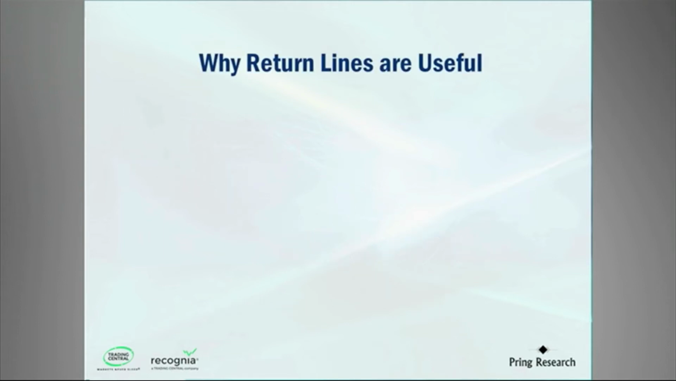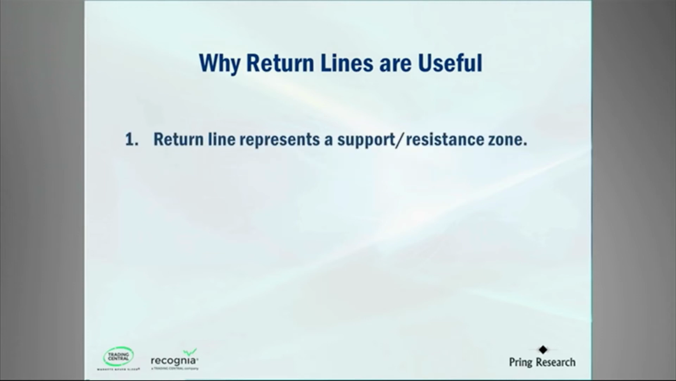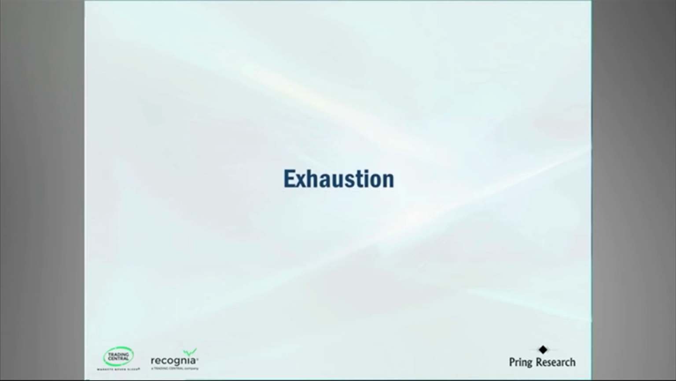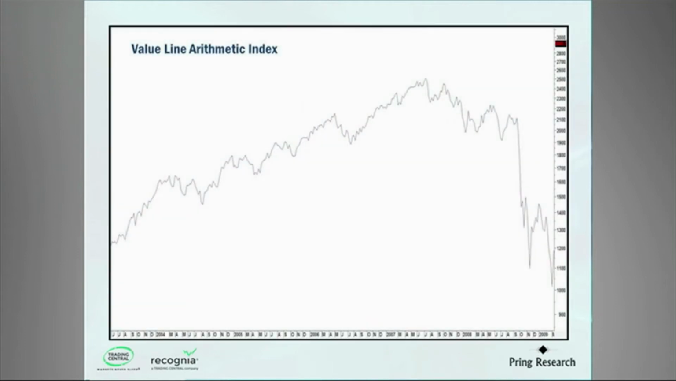The return line is useful from 2 points of view. First, it represents an area of support or resistance, depending on the direction of the trend. Second, and perhaps more important, penetration of the return trend line represents a signal that the trend will accelerate. On the other hand, if the angle of the trend channel is much steeper and the price temporarily violates the return line, its violation represents an exhaustion move. That is one in which the buyers run out of steam. The failure of the price to hold above the return line then signals an important reversal in trend.